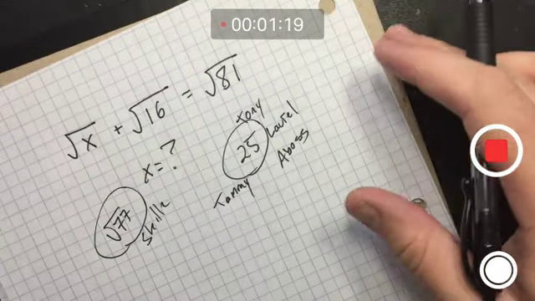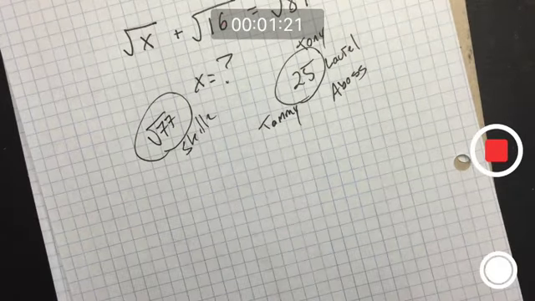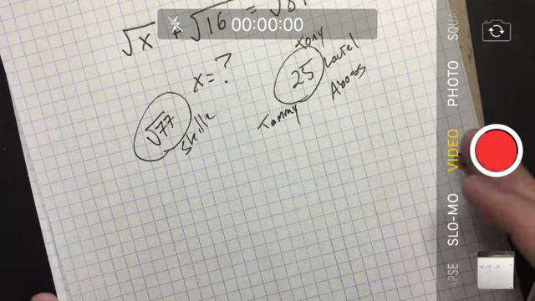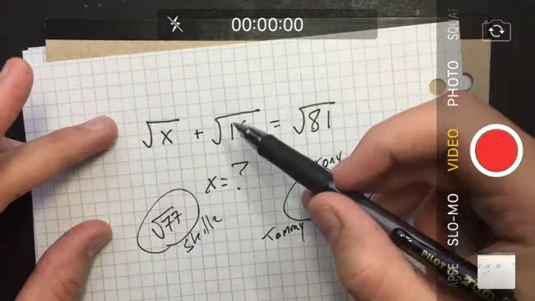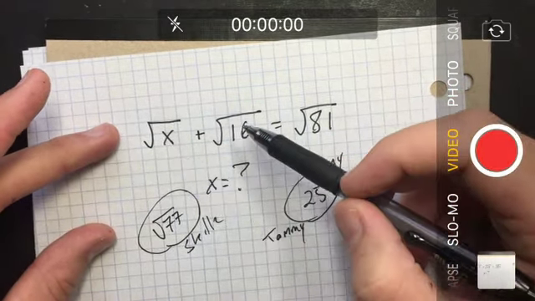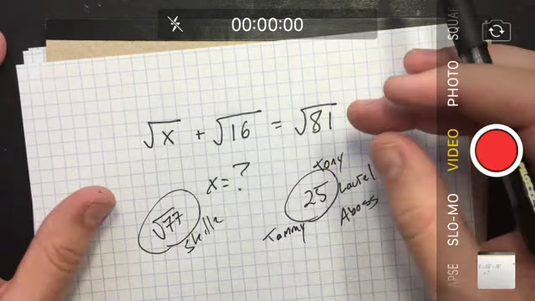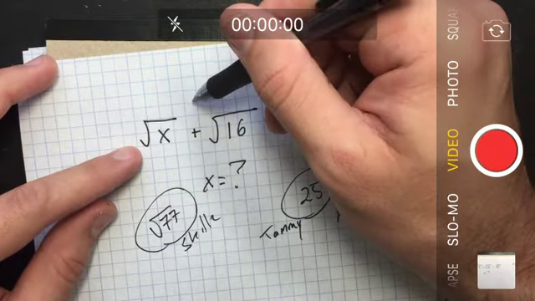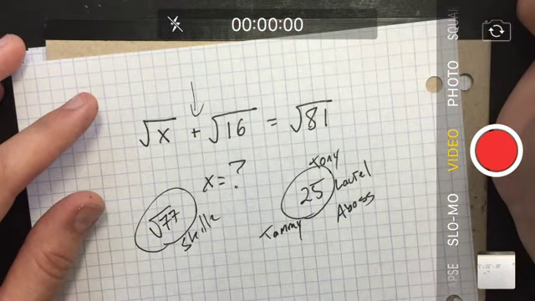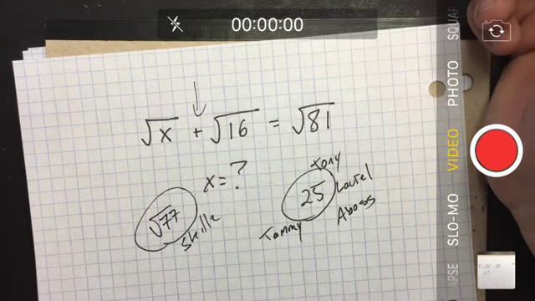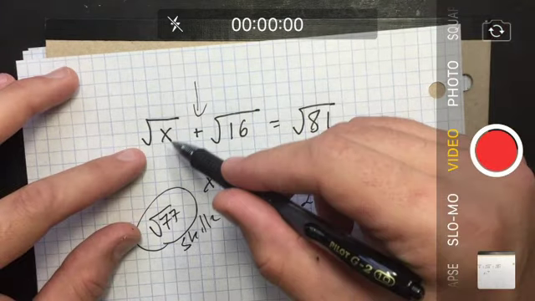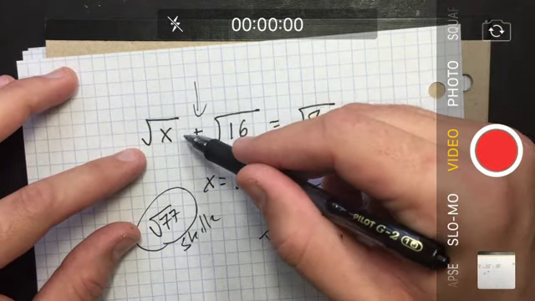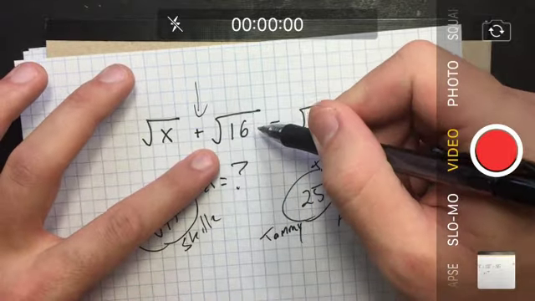All right, so let's go into it. I think that's about long enough. So for this one, people are going to be tempted to combine right away. But notice the very big difference between this and the ones we were doing earlier. This one is plus. And so we actually can't combine them. You have to treat this like its own little variable. The square root of x is its own thing. Square root of 16, its own thing.